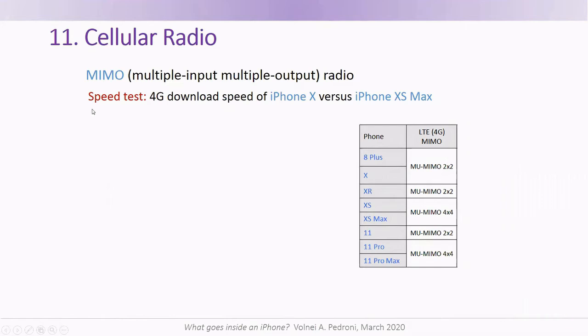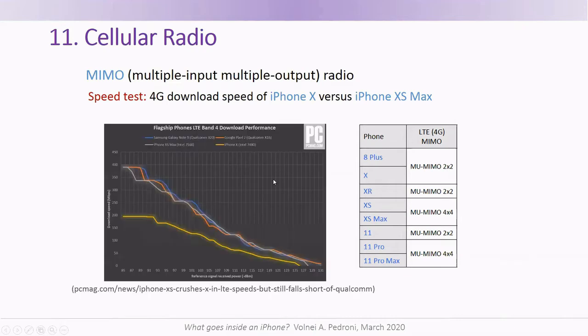An interesting test is presented next, illustrating the power of MIMO. It shows the download speed of an iPhone X against iPhone XS Max. Note that the iPhone X is 2x2 MIMO, the XS Max is 4x4. So you expect the speed of this one to be up to twice as big as the speed of this one here. And here are the results.